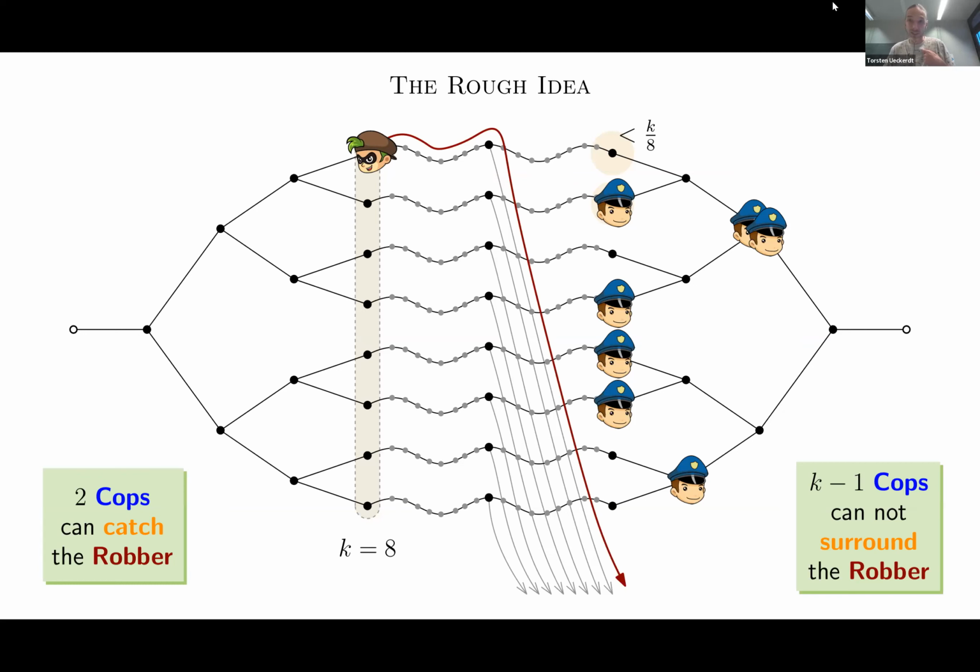That's the rough idea. So let me show you how to make a full construction out of it. So, construction of the graph G_k. Again, these are the properties that we want. 2 cops should be enough to capture the robber. k minus 1 cops should not be enough to surround the robber. Maximum degree should be 3.